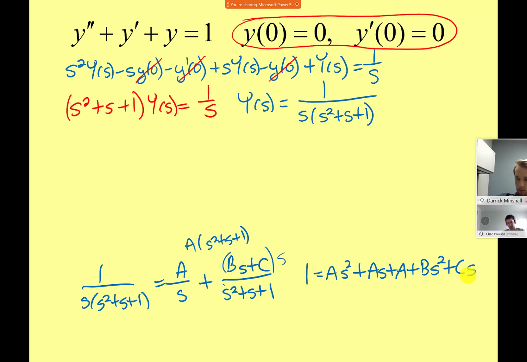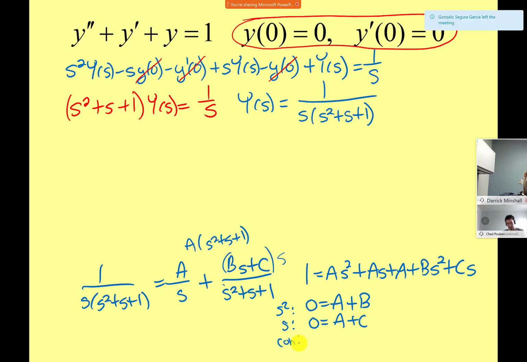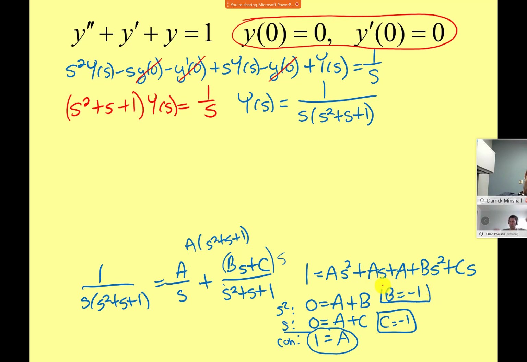Okay, so we're going to equate coefficients. Looking at the s squareds, I have none, and I have A plus B. Looking at the s's, I have none, and then I have A plus C. Looking at the constants, I have 1, and I have A. All right, good. I got A. Well, that's going to be real easy to find the other two then, because A plus C is 0, so C must be negative 1. And then B also must be negative 1. So in this case, the partial fractions weren't too bad.